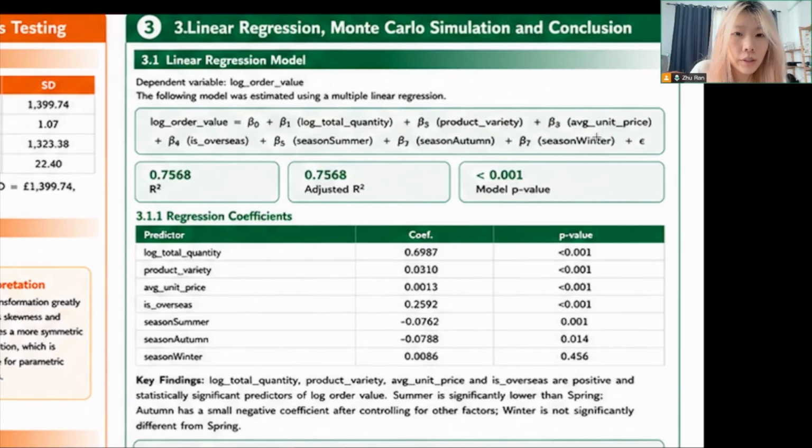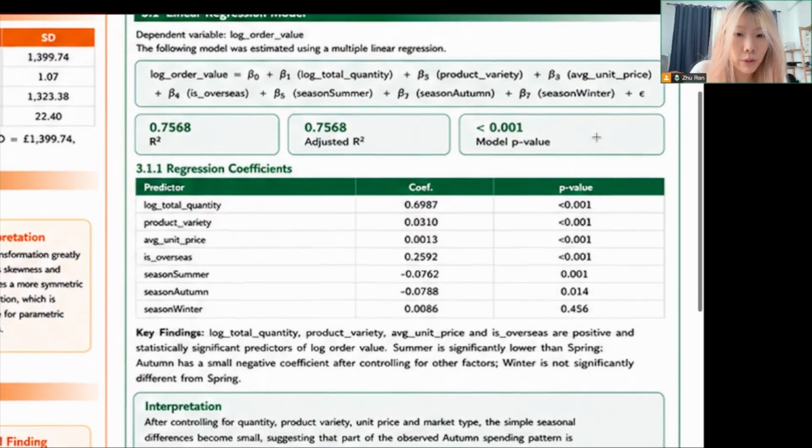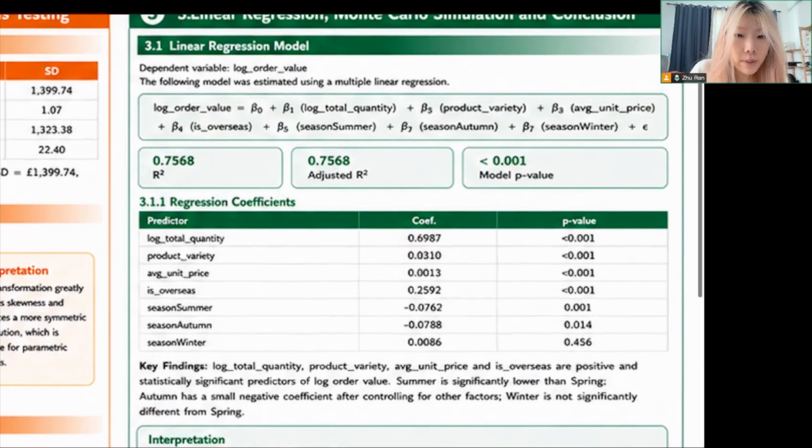Because the original order value was highly right-skewed, I used the log order value as the dependent variable. This transformation reduces the influence of very large orders and makes the regression model more suitable. The independent variables are log total quantity, product variety, average unit price, is overseas, and season. In the model, spring is used as the reference group for season.